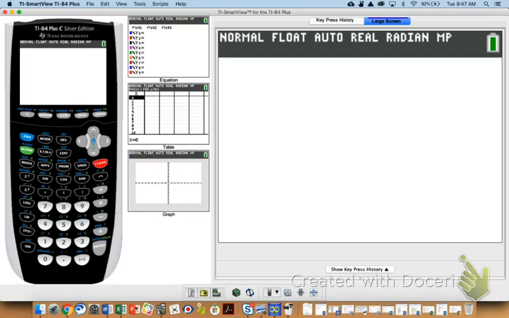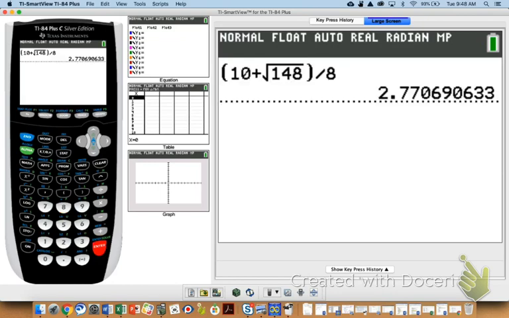So if you have a TI-84, like what you see up there, here's what you can do. Parentheses, 10 plus the square root of 148, close parentheses, divided by 8. Do you see how I have grouped the 10 plus the square root of 148? With the parentheses? If you're going to do it all in one step, you have to group, because otherwise it's going to follow order of operations and divide the wrong way. So I think our first answer, if I hit enter here, is 2.77, right? 2.8, we round to the nearest tenth.